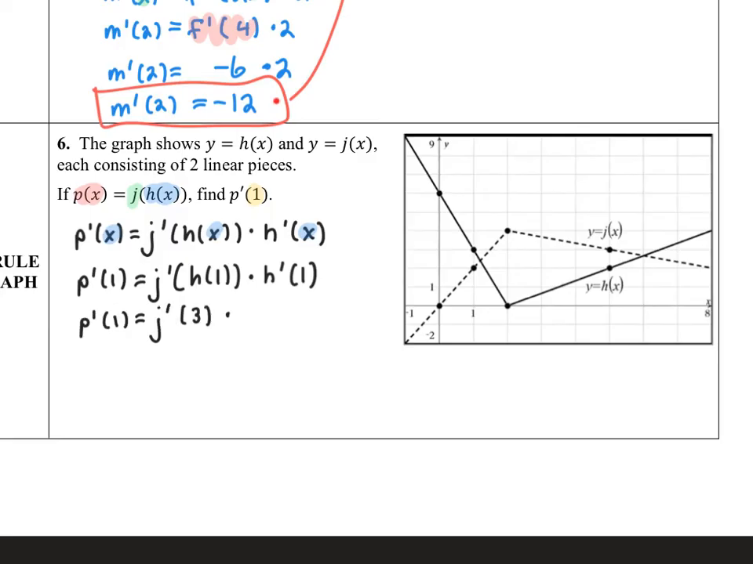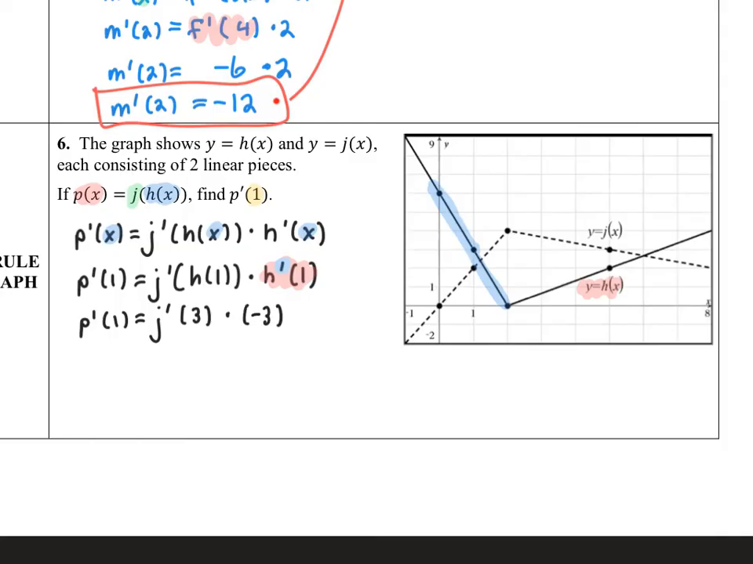Now when I go to evaluate h prime of 1, and all I have is a graph of h, just remember that a derivative just means a slope. So what this really wants is just the slope of h at 1. So I'm looking at this linear piece of the graph right here. And I can see from this point, I go down 3 and over 1. So my slope here at x equals 1 is a negative 3.